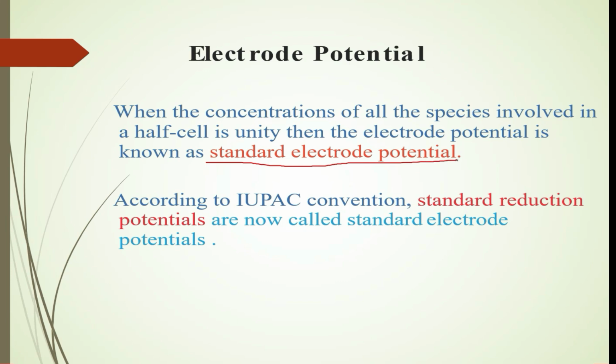Here, standard electrode potential. What is meant by standard electrode potential? When all the species involved in a half cell are at unity, then the electrode potential is known as standard electrode potential. According to IUPAC convention, standard reduction potentials are now called standard electrode potentials. So, standard reduction potential is a standard electrode potential.